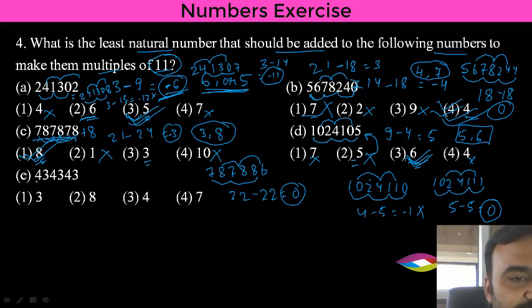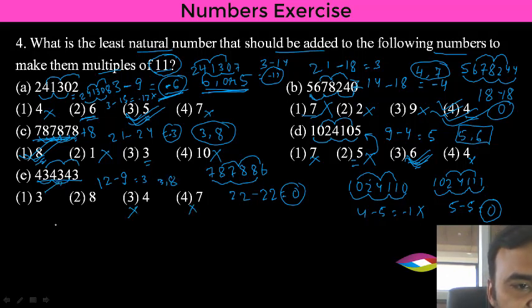Okay. Let's take up the last one. 434343. This seems to be same as C. Add the digits 4 plus 4 plus 4, that is 12. And 3 plus 3 plus 3, that is 9. So 12 minus 9 is 3. Alright. So the answer will be either 3 or 8. Okay. So 4 and 7 cannot be the answer.